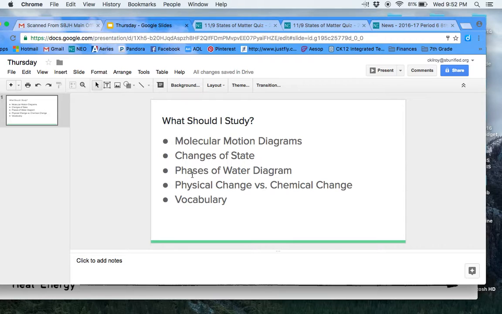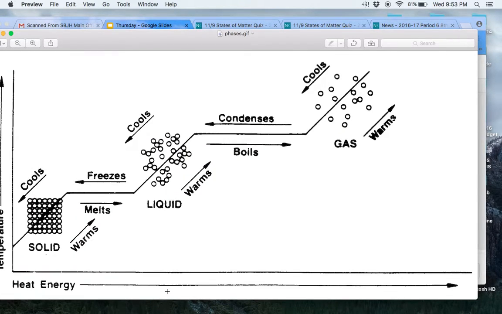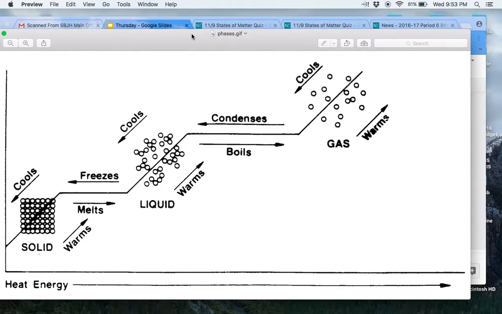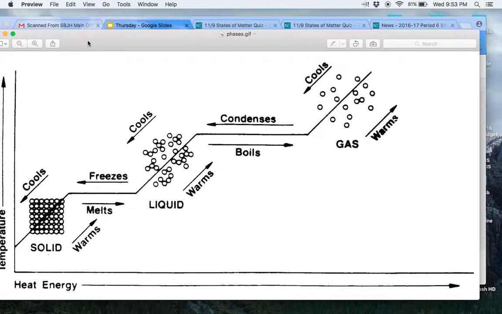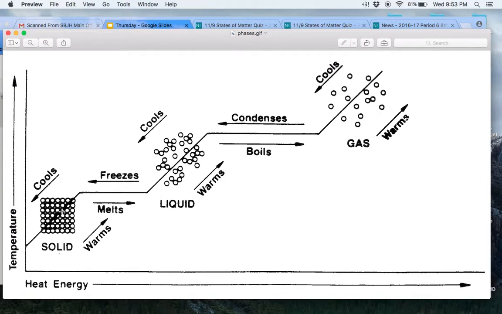You also need to know the phases of water diagram. So I would look in your notebook that we drew, and here are some quick tips. Heat energy is on the x-axis. Temperature is on the y. So all the diagonals are states of matter. So we start as a solid, and then we've got liquid at this diagonal, and we've got gas at this diagonal. At 0 degrees Celsius, solid begins to melt to a liquid.